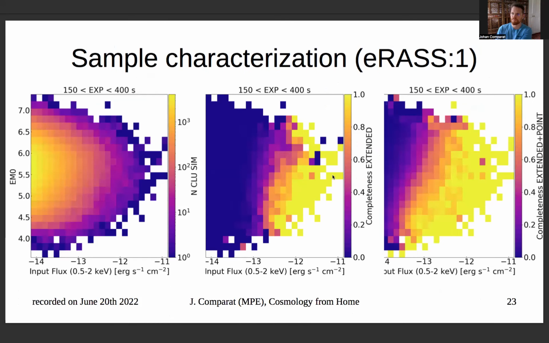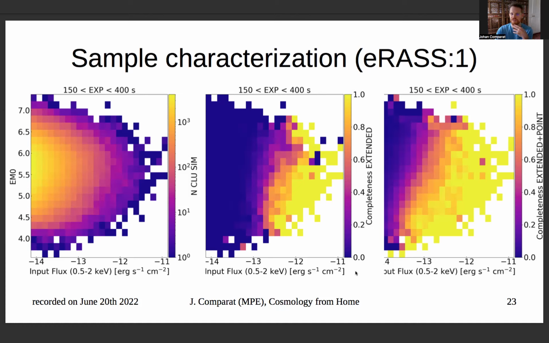One of the points with the clusters is that they have an extended profile, and the profiles are not all the same. You have cool core clusters and non-cool core clusters. Here on the y-axis is illustrated the emissivity in the center of the cluster, 7 being with a low luminosity in the center, and 4 with a high luminosity in the center. You can see that the intrinsic distribution of our simulated population covers the plane well.